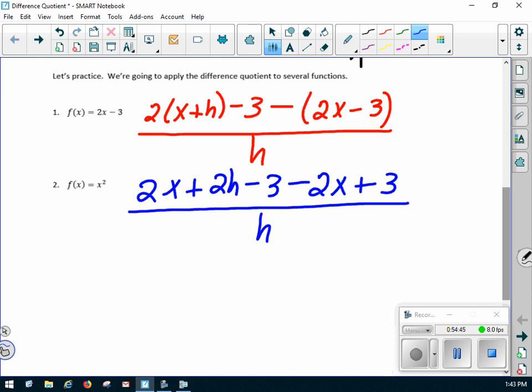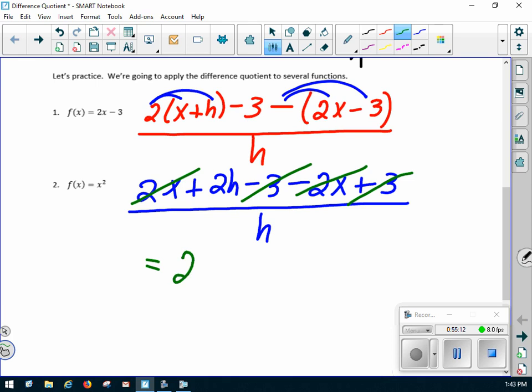Nick? What's the matter? I looked down to write down the red thing, and I looked up, and how did you get that? I distributed here and distributed here. Zero? Zero. So I'm left with 2h over h, which is 2. The answer's 2. That's it.